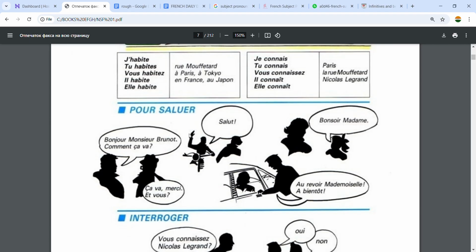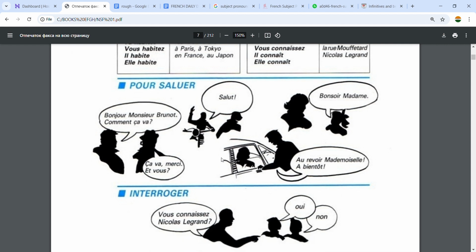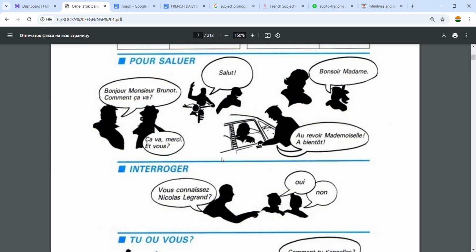This book solution I felt I should give it because I started learning French using the same book, and I thought really it is required to have the solution, and I don't want anyone to struggle like me.